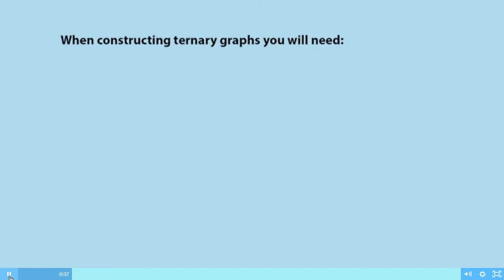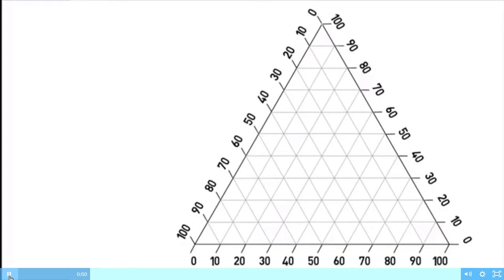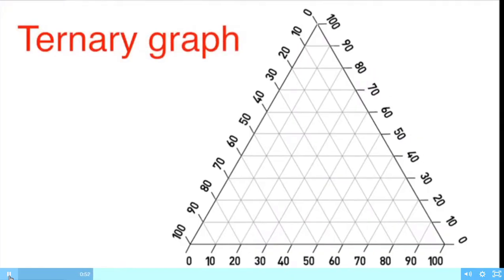When constructing ternary graphs, you will need three sets of data, each one expressed as a percentage, a piece of plain paper, a pencil and ruler, coloured pencils. A ternary graph is an equilateral triangle with each side divided into 10 equal divisions. Lines are then drawn between the divisions, as you see here.